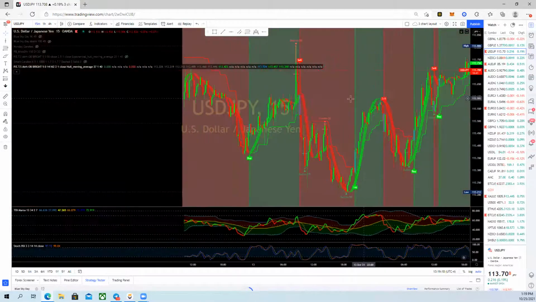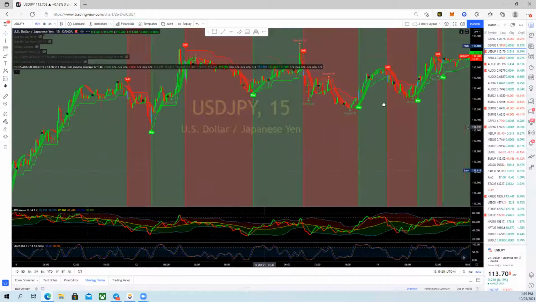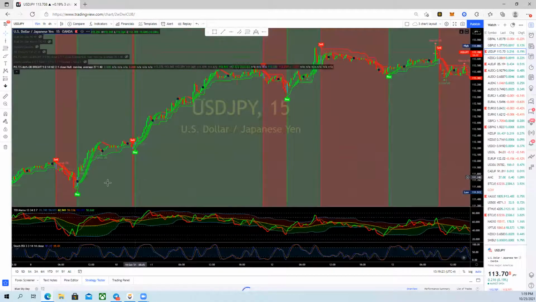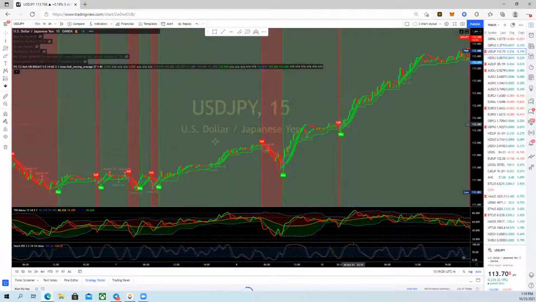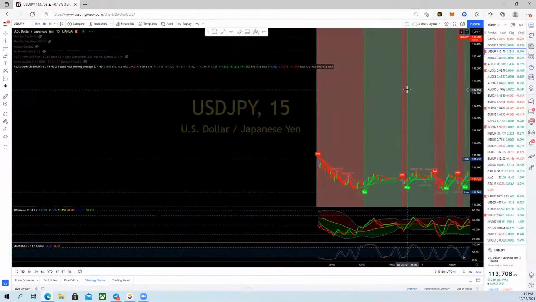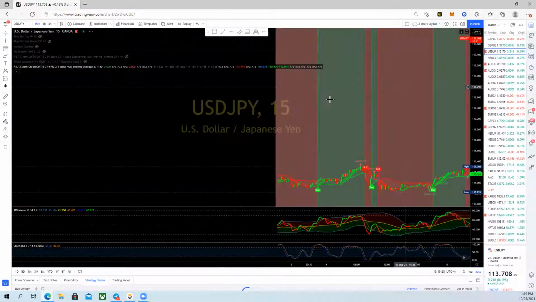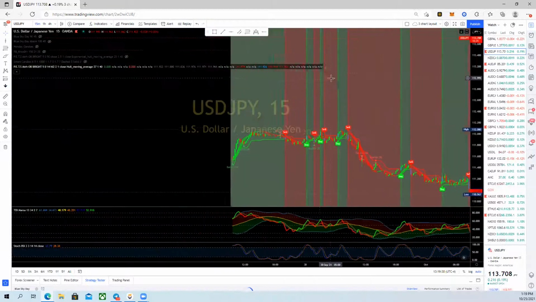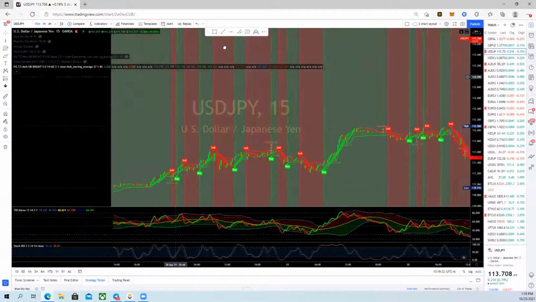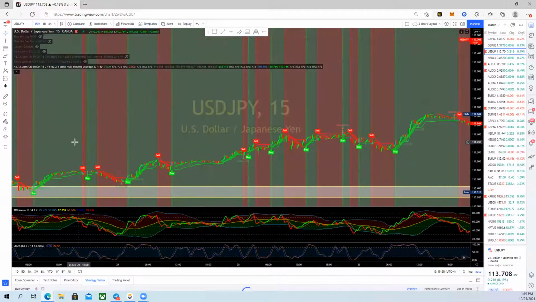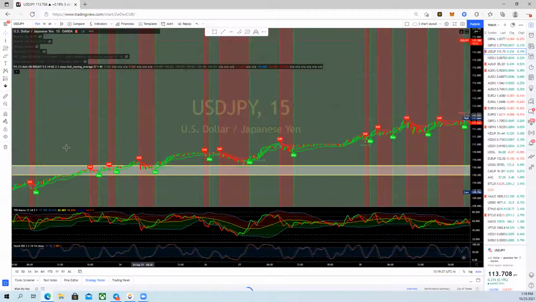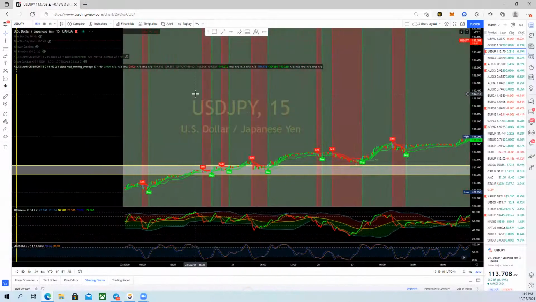You want to see the pullback on a 15-minute chart. That way, you can find a better entry. Let's see if we can find this yellow line. It's somewhere in here. Got to be. There we go. Somewhere in here.